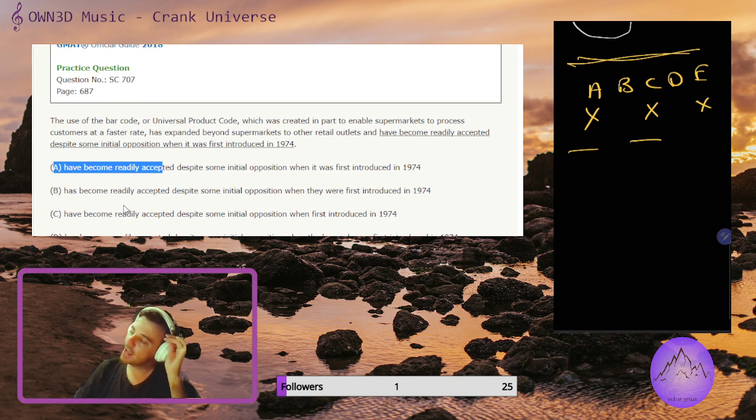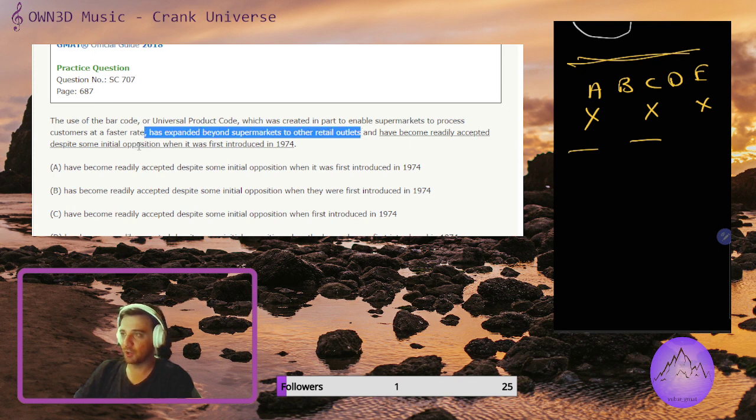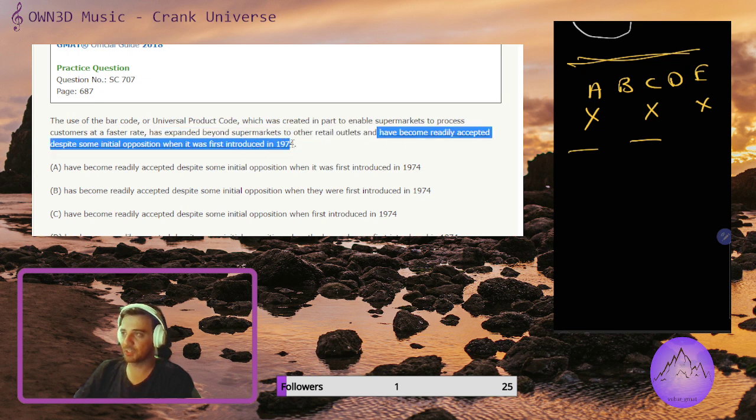And I did that maybe for the wrong reason, but the reason I did that was, again, to do with parallelism. If we say something and something else, it kind of has to be the same structure of language. And it just seemed weird to me that on this side, we're talking about the use of barcodes, and then on this side, we're talking about barcodes themselves. It's like changing the subject.